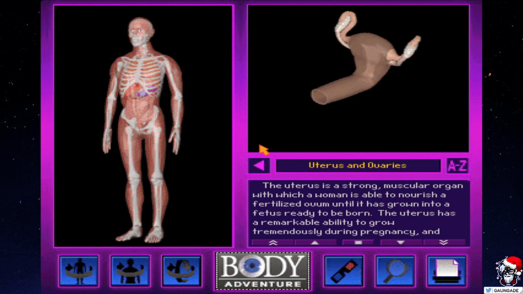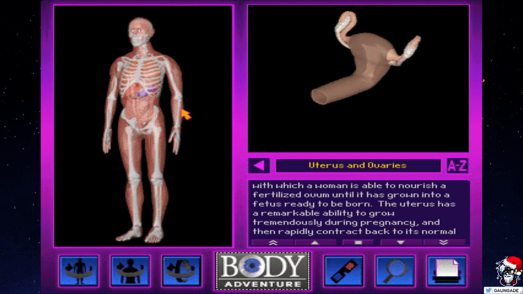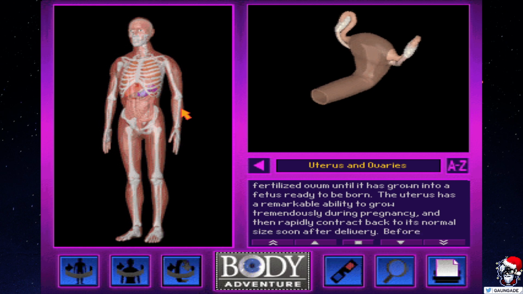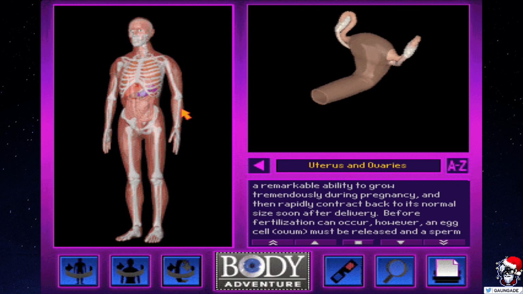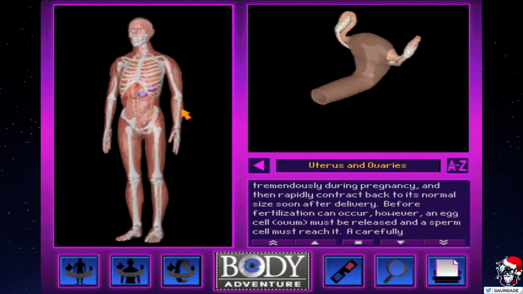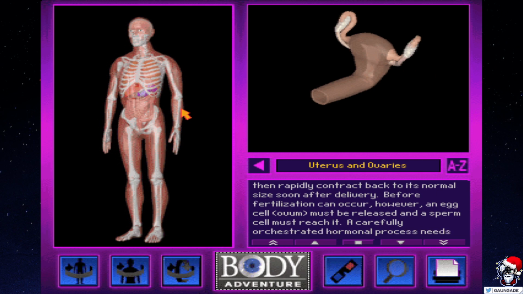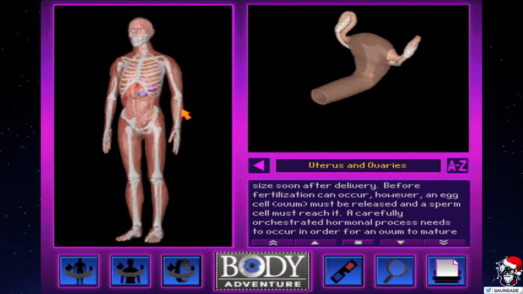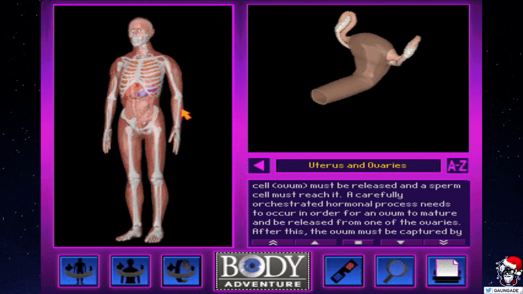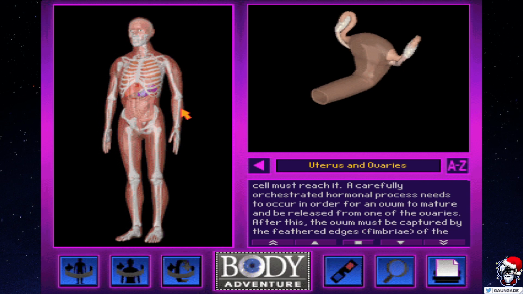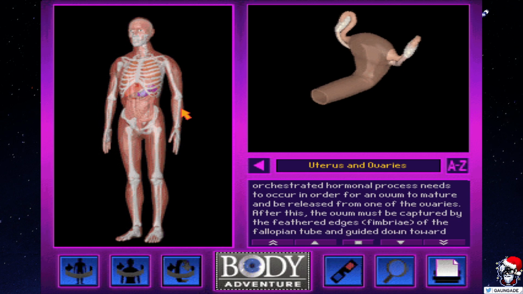The uterus is a strong, muscular organ with which a woman is able to nourish a fertilized ovum until it has grown into a fetus ready to be born. The uterus has a remarkable ability to grow tremendously during pregnancy and then rapidly contract back to its normal size soon after delivery. Before fertilization can occur, however, an egg cell, ovum, must be released and a sperm cell must reach it. A carefully orchestrated hormonal process needs to occur in order for an ovum to mature and be released from one of the ovaries.